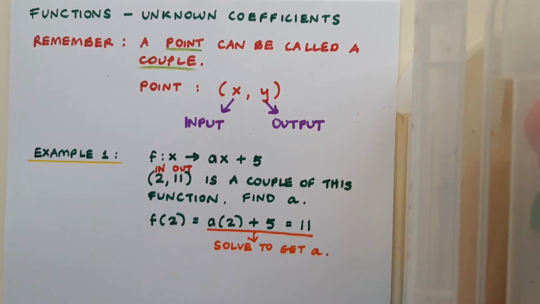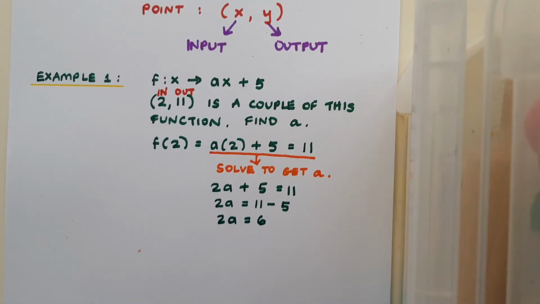This gives me an equation that I can solve to get a. First, I'll do a little bit of tidying up. A by 2 is 2a. Then I'll get the 2a term by itself. When I subtract, I get 2a equals 6. I'll divide 6 by 2, so a is equal to 3. And this is the solution for the question.